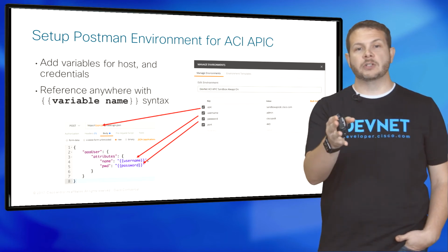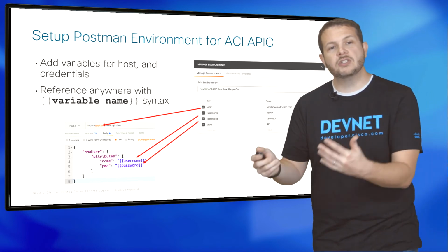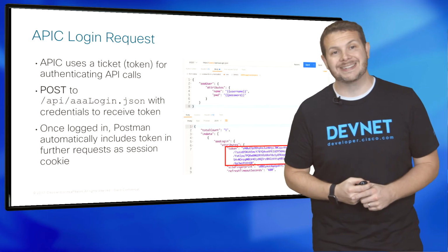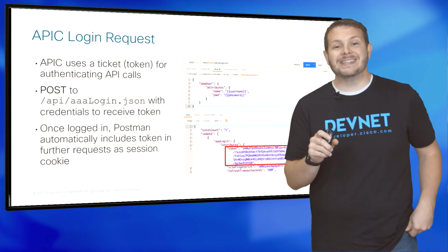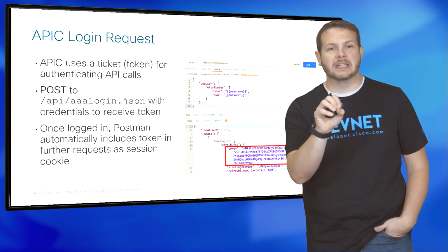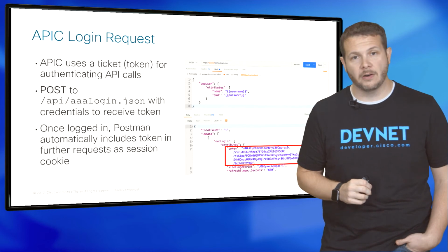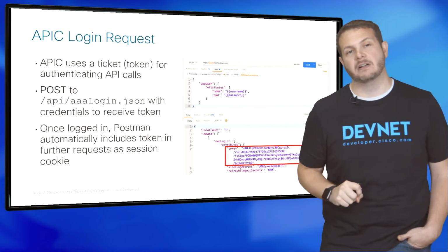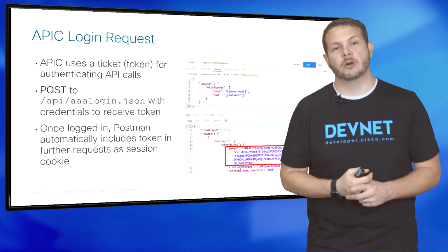So here we can see we're including the APIC controller address, the username, password, and port, and then we can use those inside of login requests, which are the first step that we need to take when making API requests using Postman. ACI leverages a ticket, a token mechanism, in order to provide that authentication back for all of the API calls. The only time you'll ever use a username and password inside an API call to ACI is when making this AAA login.json request.